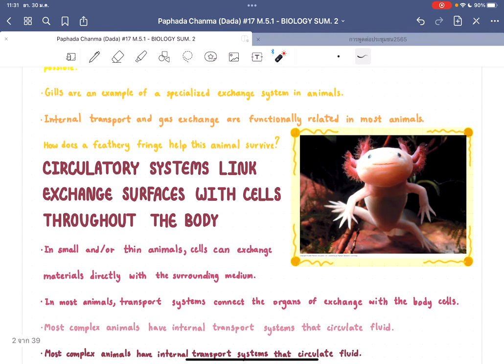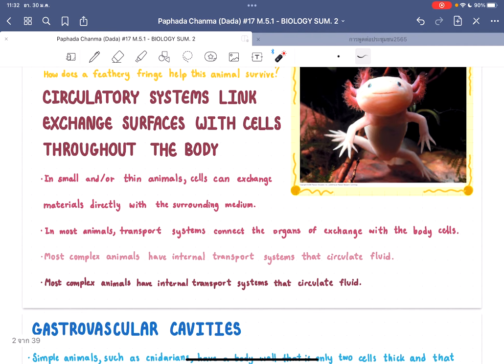Gills are an example of a specialized exchange system in animals. Internal transport and gas exchange are functionally related in most animals. So, how does a feathery frog help these animals survive? You can see that in the picture. They have gills.